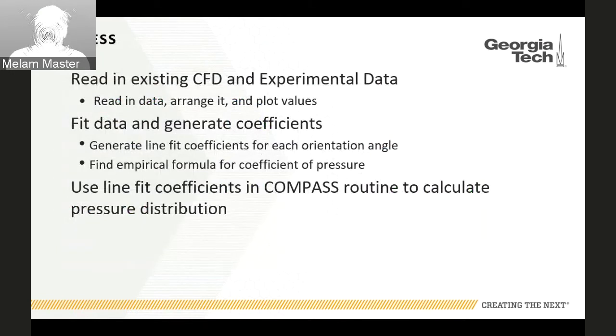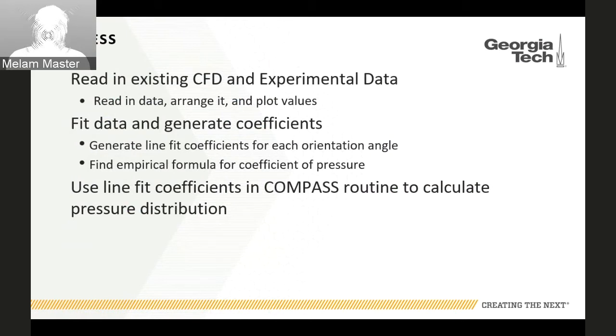The process for this was that we read in existing CFD and experimental data for a spheroid shape, so CFD analysis and wind tunnel data. We arranged it, plotted the values, and I got coefficients for data fits. For example, we got the minimum coefficient of pressure location, the maximum coefficient of pressure location, and stagnation pressure locations for each of the different orientation angles. Then we're able to plot it so that we can predict what it would be for different angles that weren't analyzed in the CFD and experimental data.